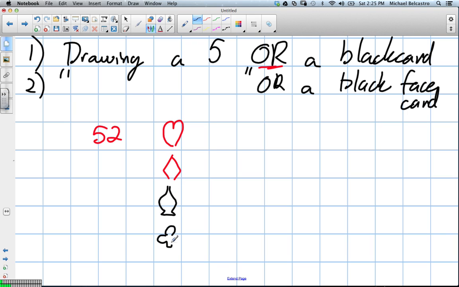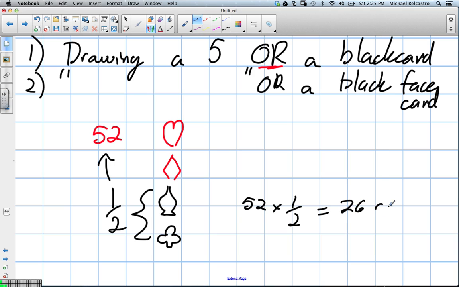Okay. So, for instance, drawing black cards, because it's split up this way, half of the cards are black, right? So that's half of these 52. So let's say we have 52 times 1/2. What does that give us? 26 cards are black. But we also have a 5 in each of the suits, which means you have 4 out of the 52 cards of drawing a 5.